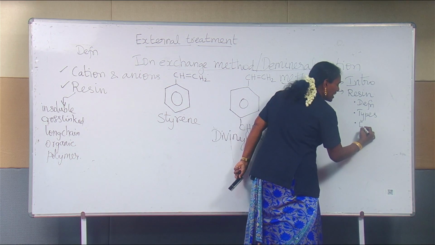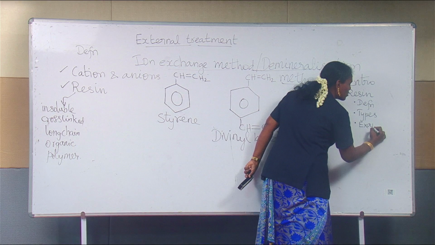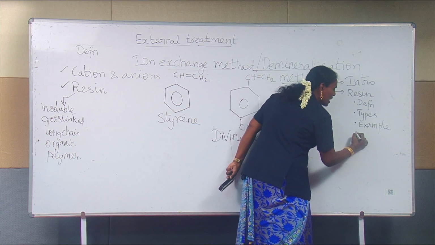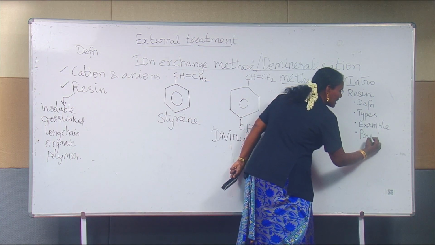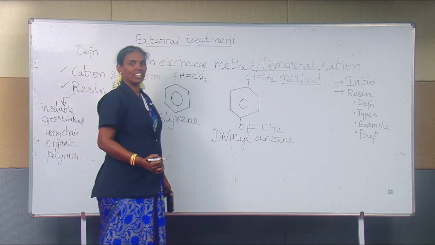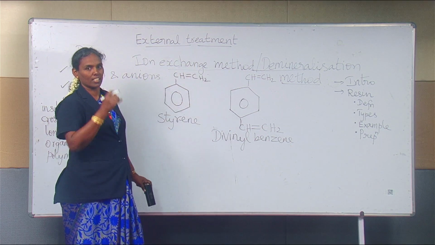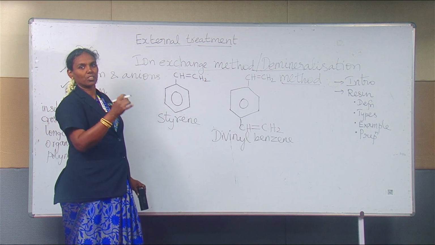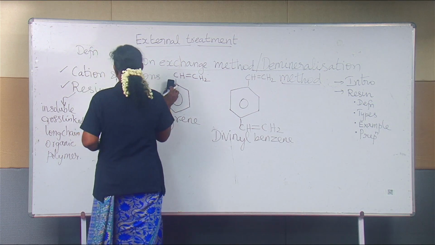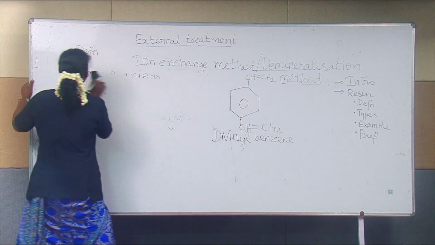Next, what do we write? Examples for cation exchange resin as well as anion exchange resin. Next, the preparation of the resin. Okay, so this is how all the points have to be written for resin. Now we have to draw the diagram of the ion exchange process or demineralization process. I'll draw the diagram now.